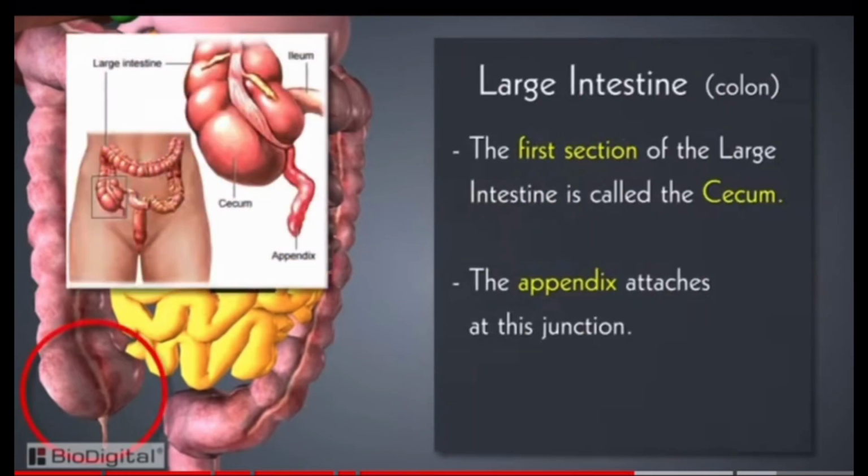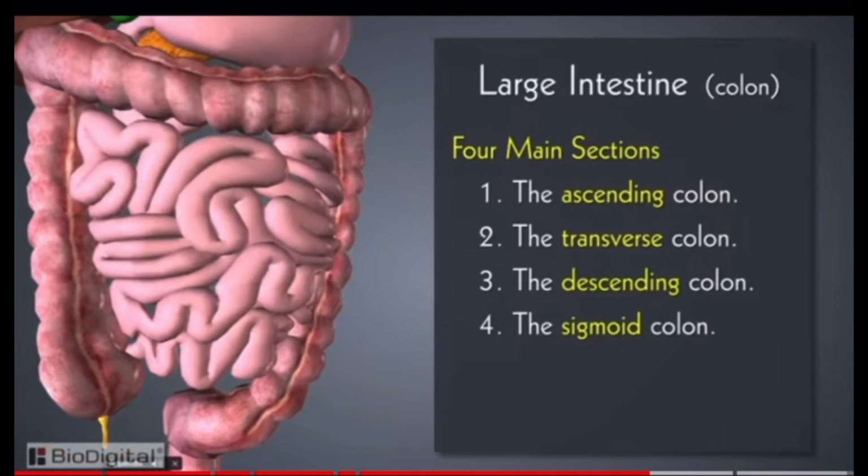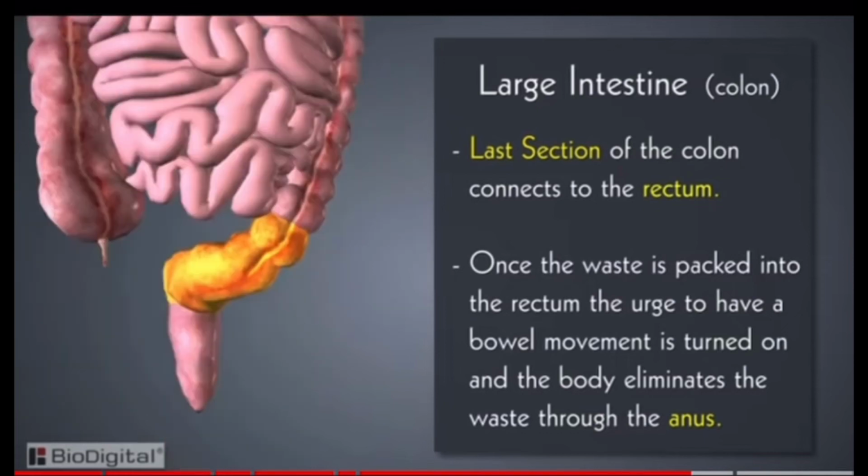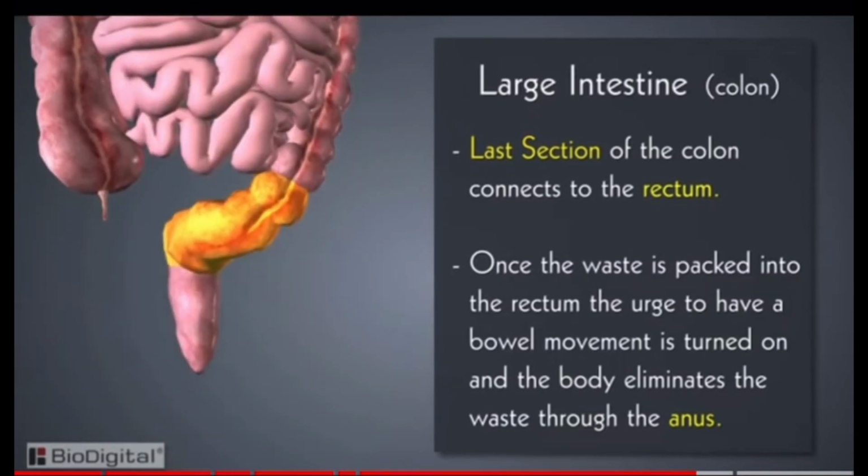The first section of the large intestine is called the cecum, and this is where the appendix is attached. From here, the cecum is followed by four more sections: the ascending colon, the transverse colon, the descending colon, and the sigmoid colon. This last section of the colon connects to the rectum. Once the waste is packed into the rectum, the urge to have a bowel movement is turned on and the body eliminates the waste through the anus.